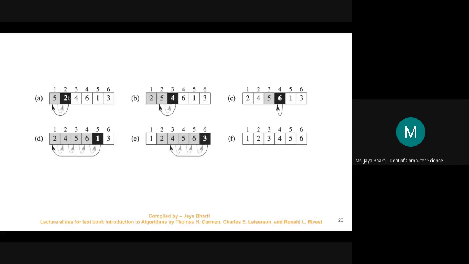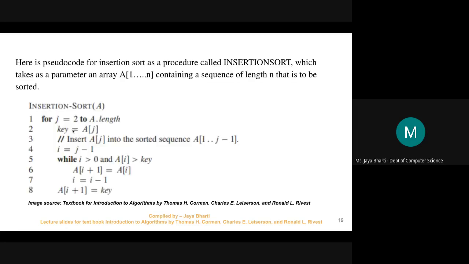So we will see here 5 and 2. A of 1 will be compared with a of 2 and we can see a of 1 is greater than a of 2. So now you need to swap these two. When you swap these two, you will get 2 and 5. Now we need to increase the j value. So now j will be pointing to 3 and i will be pointing to 2. So j will be incremented to 3.